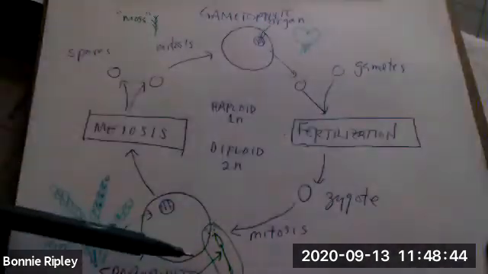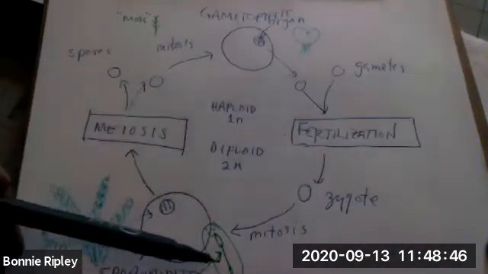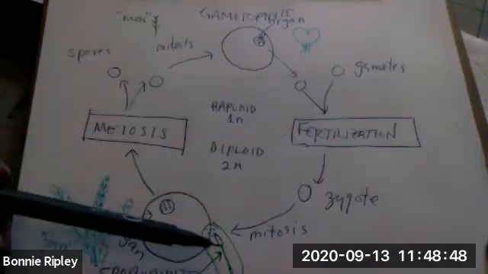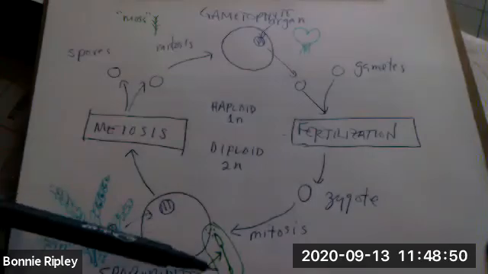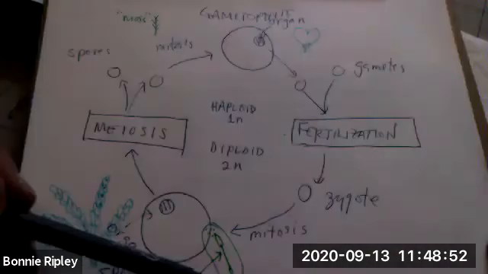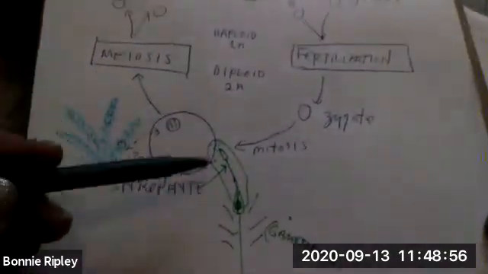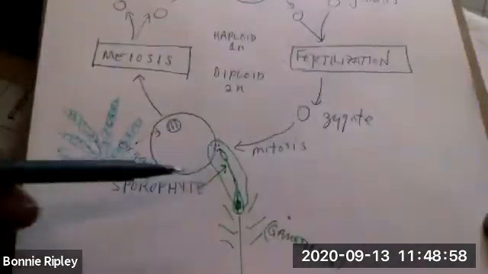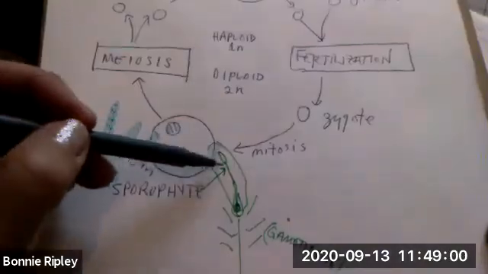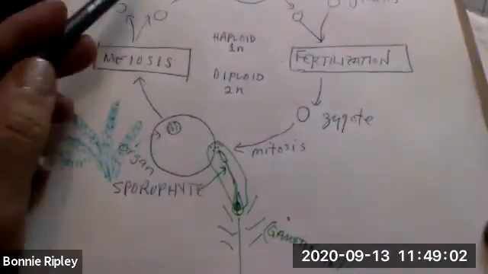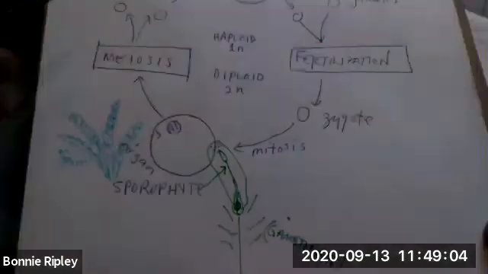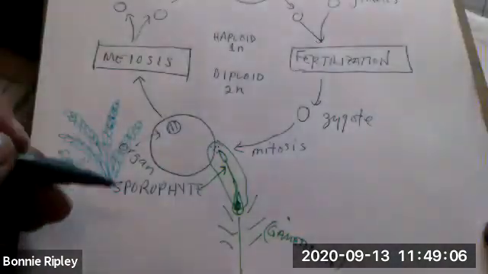So we have these two different looking individuals that are going to alternate between the generations. So a generation is from parents to offspring. So the offspring of the gametophyte for the moss is the sporophyte, the stalk, and then the offspring of the sporophyte is going to be another gametophyte. Same thing with the fern.